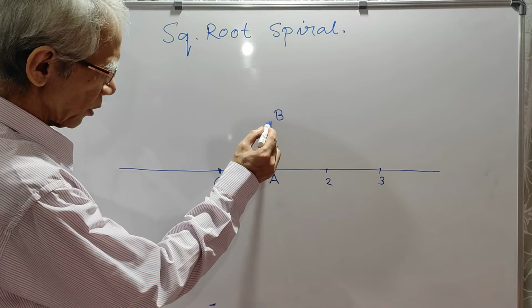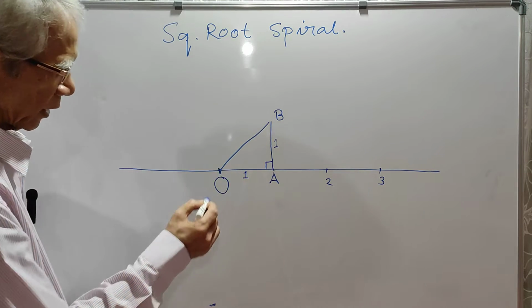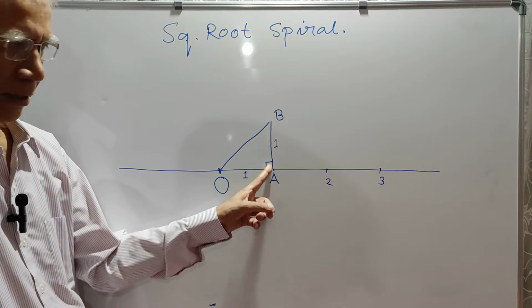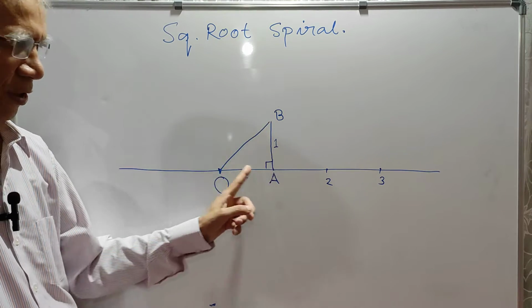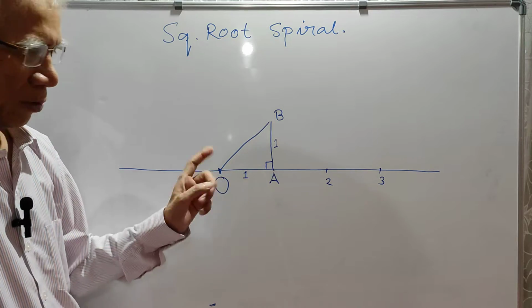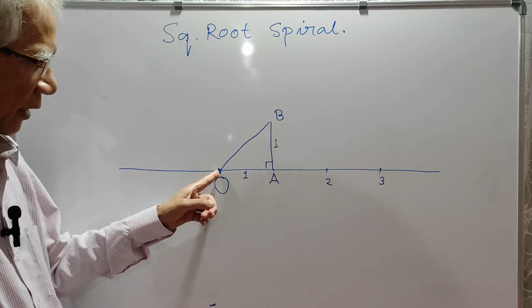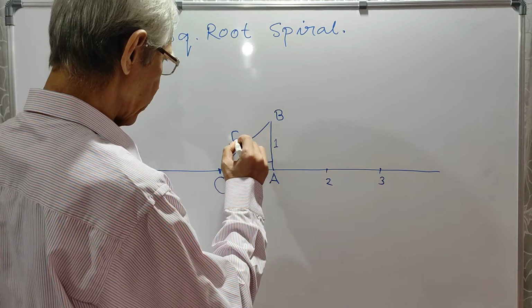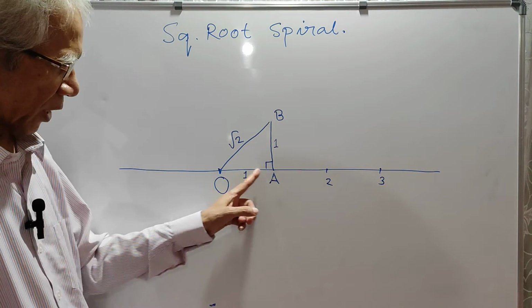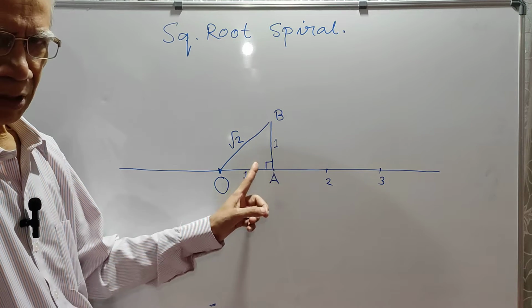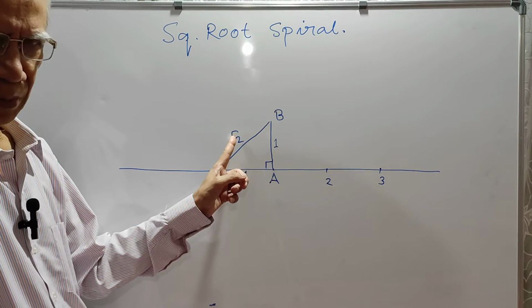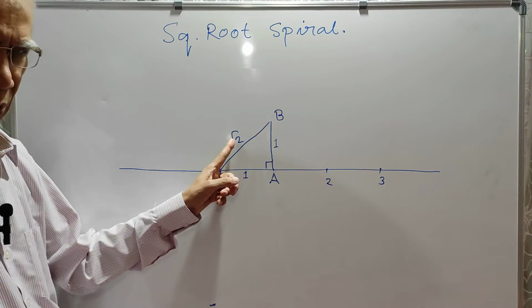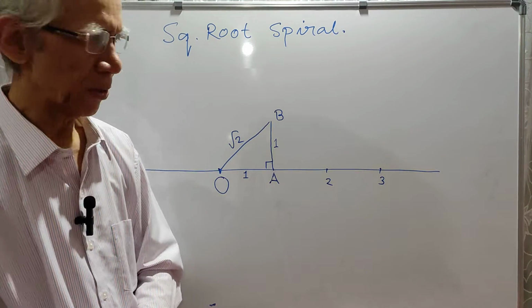Now from here we draw a line. This will be the hypotenuse of this right angle triangle. You see, this is a right angle. Now OAB is a right angle triangle. Using the Pythagoras theorem, we can find the length of this hypotenuse OB. That will be root 2, isn't it? This 1 square plus 1 square is 1 plus 1, 2, so root 2. That is how you can find the length of the hypotenuse OB, that is root 2, with the help of the Pythagoras theorem.